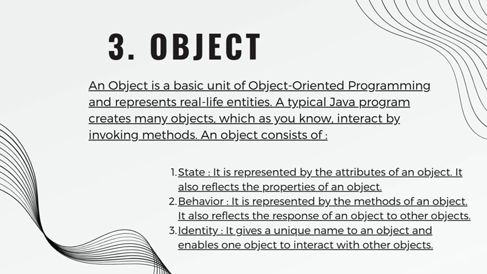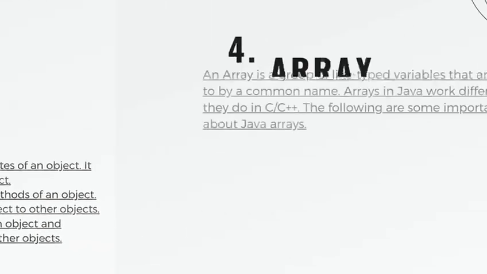Object. An object represents real-life entities. A Java program creates many objects which interact by invoking methods. An object consists of state, behavior, and identity. State reflects the properties of an object. Behavior reflects the response of an object to other objects. Identity gives an object a unique name that enables one object to interact with other objects.